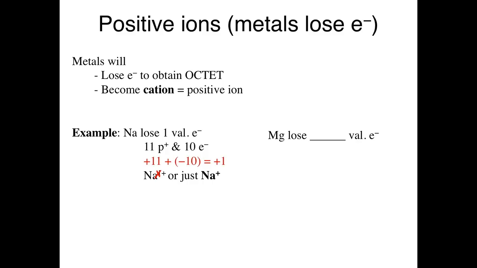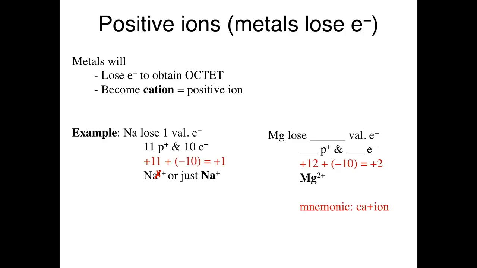So magnesium is element number 12. That means it starts out with 12 protons and 12 electrons. If it loses 2 electrons, how many protons and how many electrons does it have? It will still have 12 protons, but only 10 electrons. So mathematically, that's 12 plus negative 10, giving you a positive 2 overall for its charge. So you can write magnesium ion as Mg 2 plus like this.